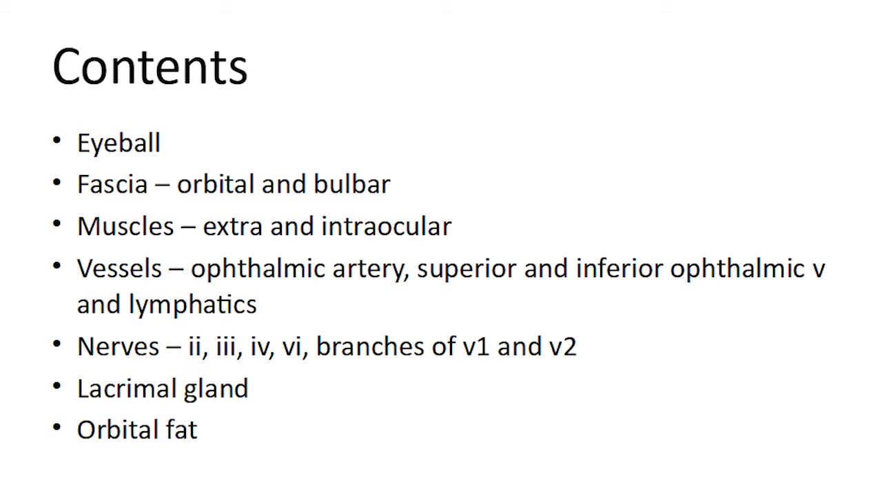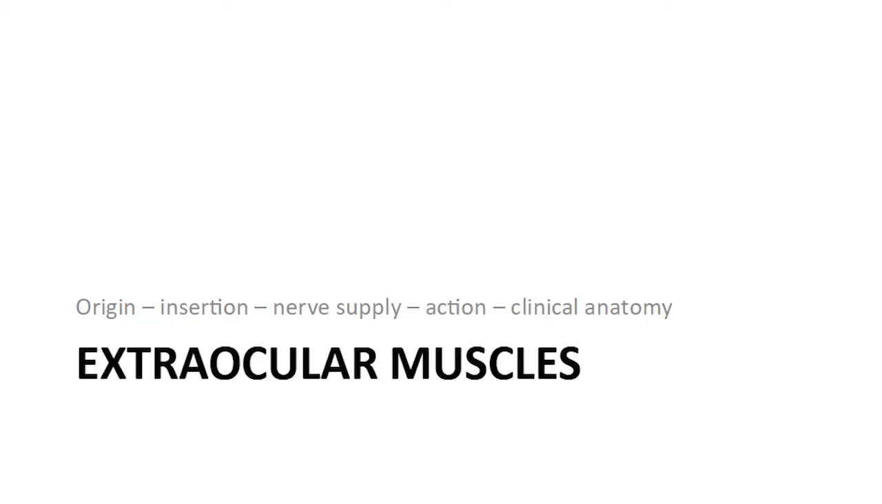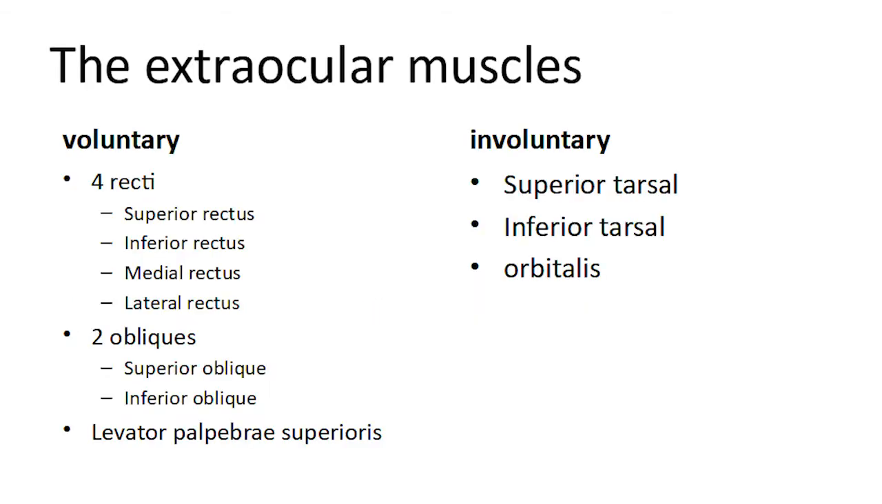Okay, now that we are thorough with the bony orbit, let's move on to the actual topic of today's discussion, that is extraocular muscles. Just like any other muscle, we will discuss these extraocular muscles under the following headings: origin, insertion, nerve supply, action, and clinical anatomy. When I say extraocular muscles, it includes both voluntary and involuntary extraocular muscles. So when the question is about extraocular muscles, your answer should include both voluntary and involuntary muscles, not just voluntary muscles.